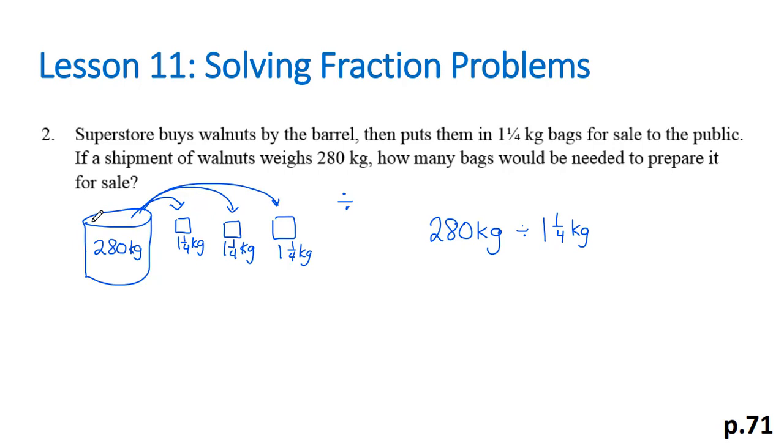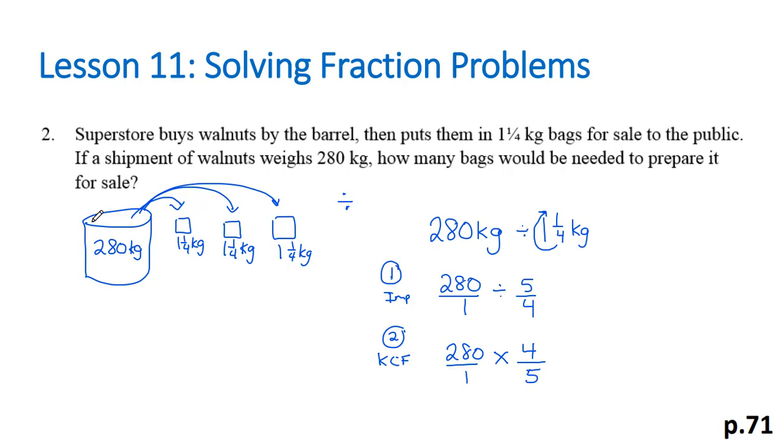So for this problem, we need to change to improper fractions. 280/1 divided by the mixed number becomes an improper fraction. So we have this as 5/4. So that's our first step, change to improper. And then our second step is to keep, change, and flip. So the 280/1 is kept. We change the division to multiplication, and we go for our reciprocal.